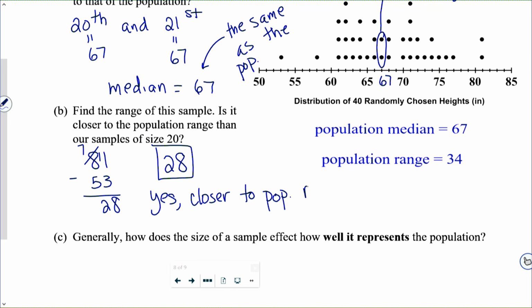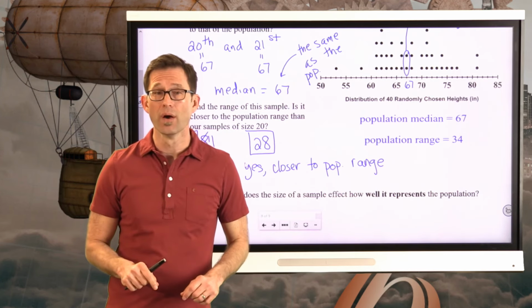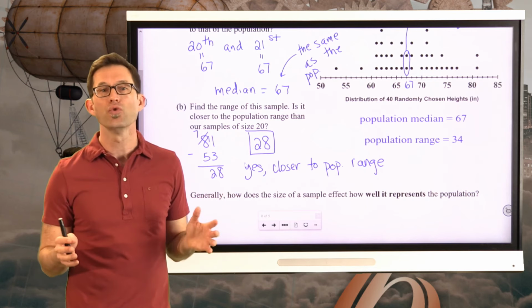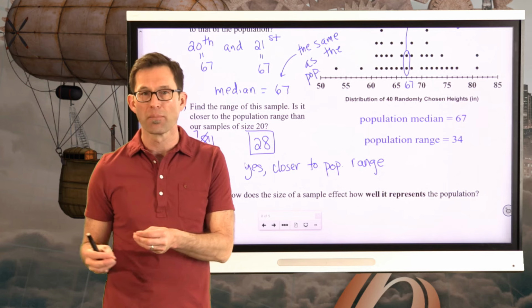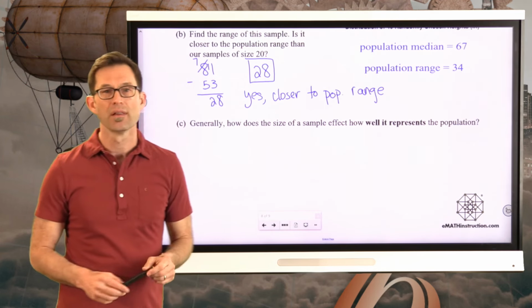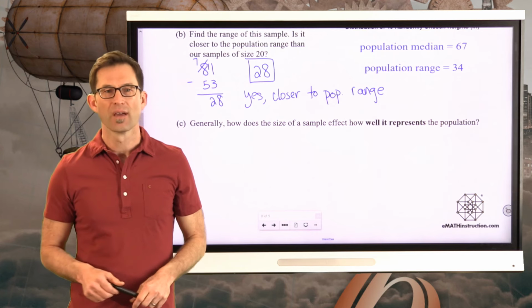Yes, closer to the population range, right? So the median, I hit the population median right on the nose. Now remember, I'm only taking 40 of the data points out of a possible 200, right? So I'm still taking a relatively small sample compared to the population. But the final important piece, letter C. Generally, how does the size of a sample affect how well it represents the population? Well, think about this and write something down.